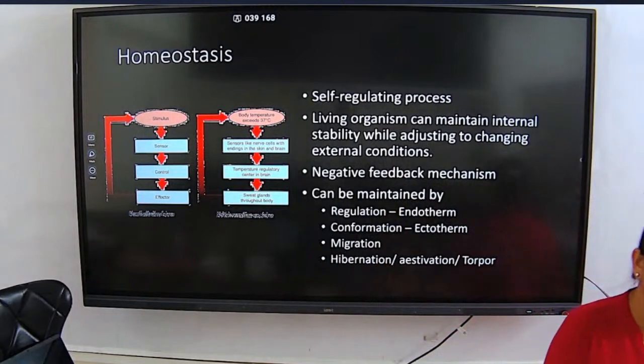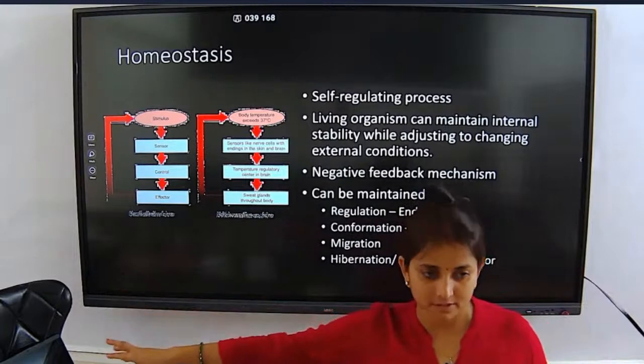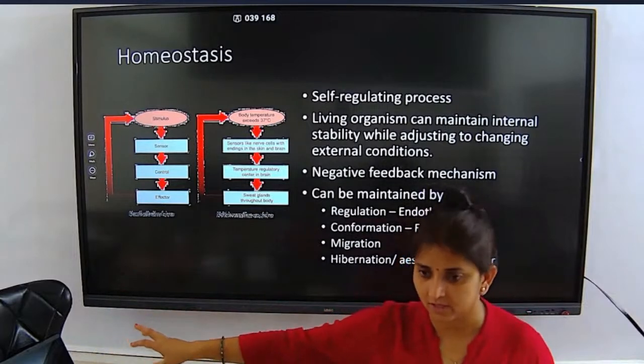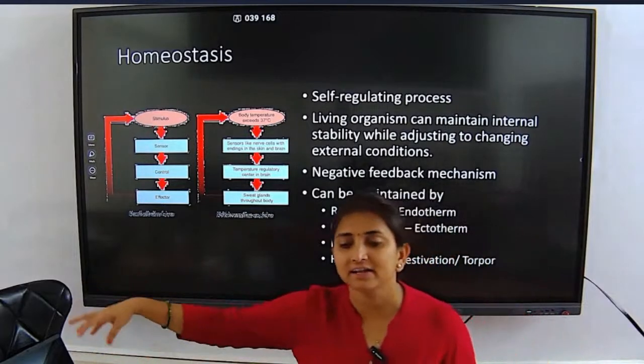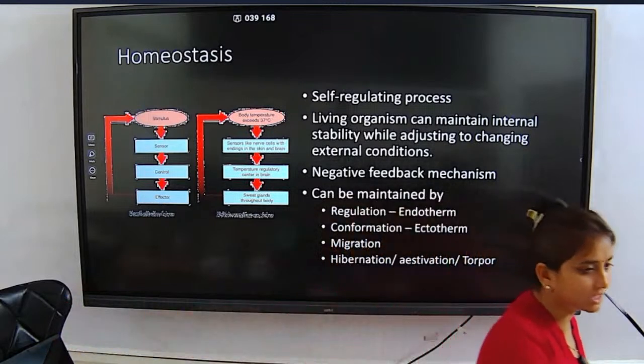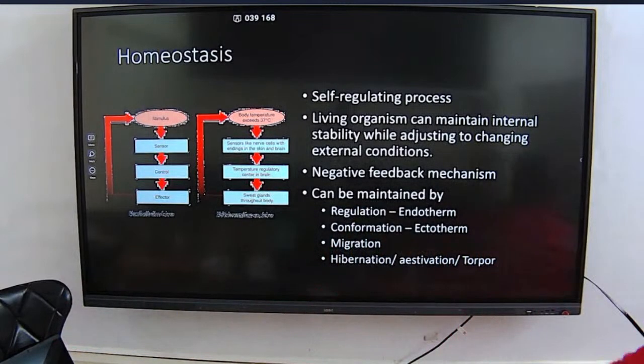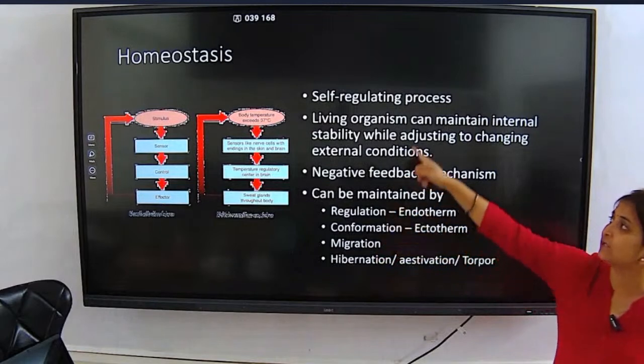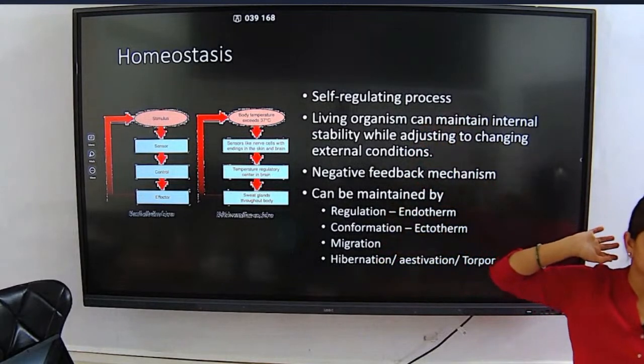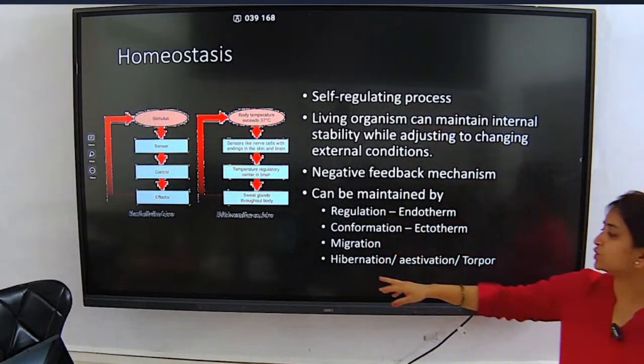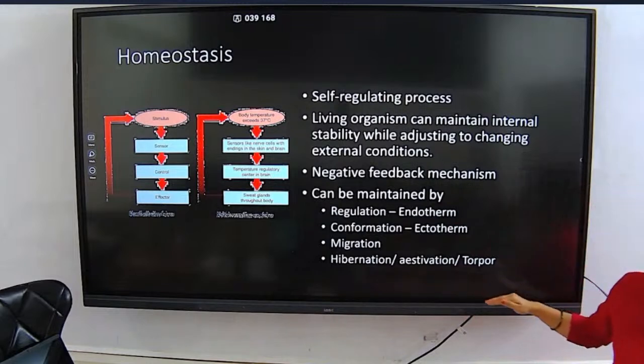Homeostasis can also be maintained through migration. Here they are feeling excessive cold, so they will leave this place and go to some place which is warmer. Or if it is extremely hot there, they will leave that place and come to a place which is relatively colder. Species will migrate to self-regulate their temperature. Or they can also undergo hibernation, aestivation, and torpor.